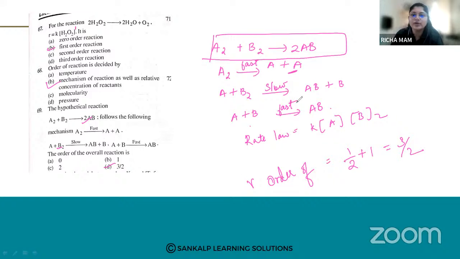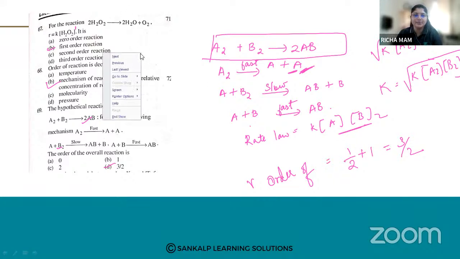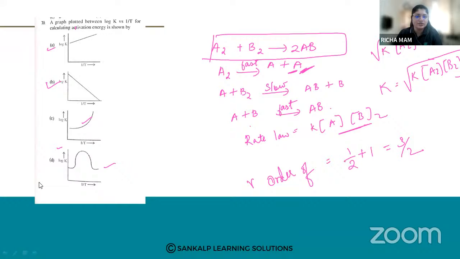Because rate law is this. And if you put the value of concentration of A from the first reaction, A is the intermediate. So that is the root of what? Concentration of A2 is nothing but your A itself. So according to rate law, K is equal to square root of K into A2 and B2. So A2 is half, B2 is 1. That is 3 by 2. So the order of reaction is 3 by 2. Is it clear? Okay.